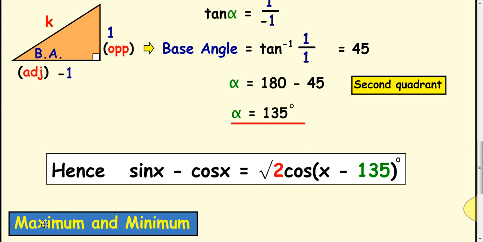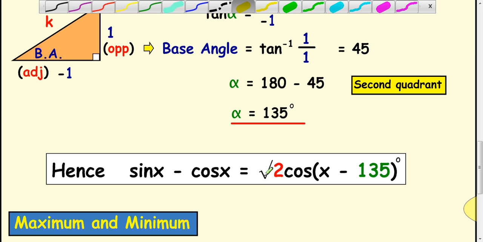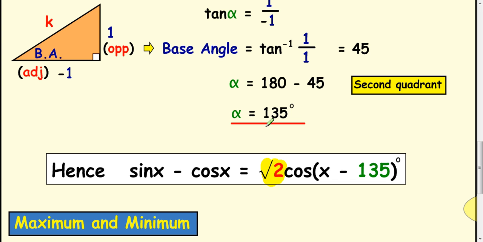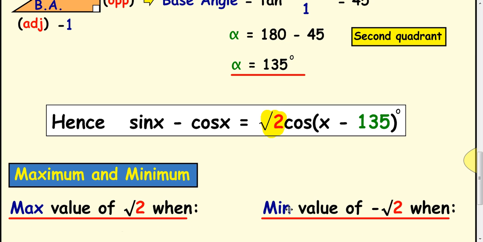We're now going to turn our attention to how to calculate the maximum and minimum values. So this is a cosine wave that's been shifted. It's been shifted by 135 degrees. I'm interested in how high and how low it goes. So this value here is how high and how low it goes. This is the amplitude. So this cosine wave goes up to root 2 and down to negative root 2. And that's how you get your maximum and minimum values.